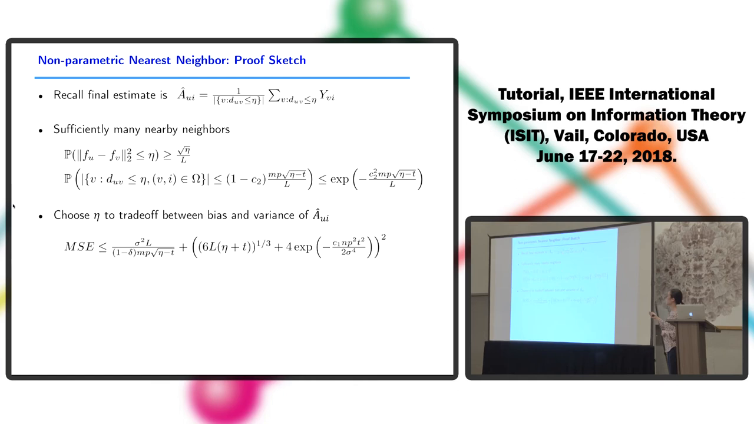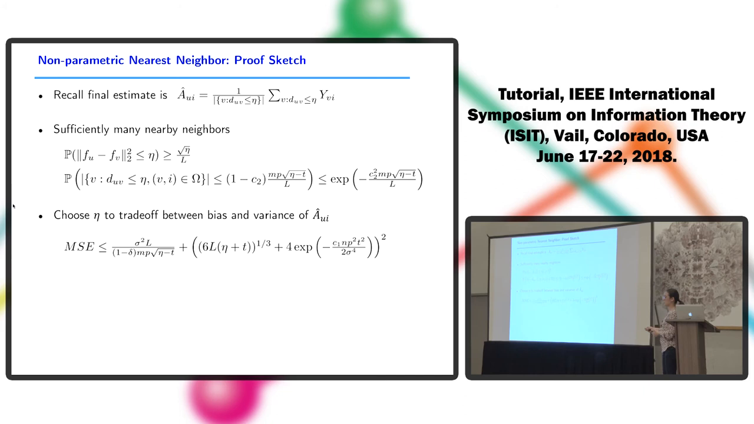So what you want to say is that, well, since we're sampling these latent variables uniform on the unit interval, then for any row, there's a high probability that there are sufficiently many other rows who are similar to this row. And then, given a bound on the number of close neighbors to this row, you can put the previous slide together with this slide, and you choose the size of this ball you're averaging over to trade off between bias and variance.